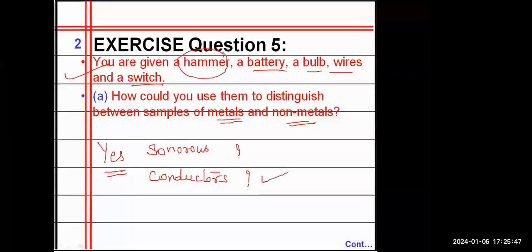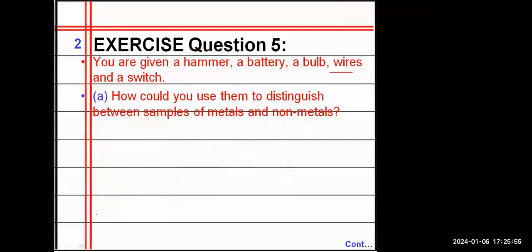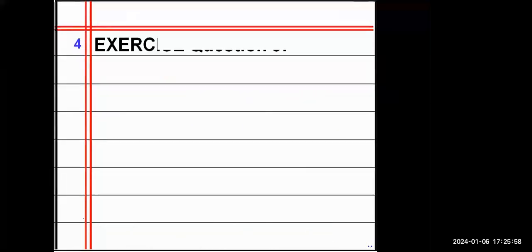If they are good conductors, it is a metal. If it is sonorous, it is a metal. Otherwise, it is not. Right? So this is the question here. Very simple kind of. So the first part, we have completed the physical properties of metals and non-metals. Now we will be discussing the chemical properties of metals and non-metals.